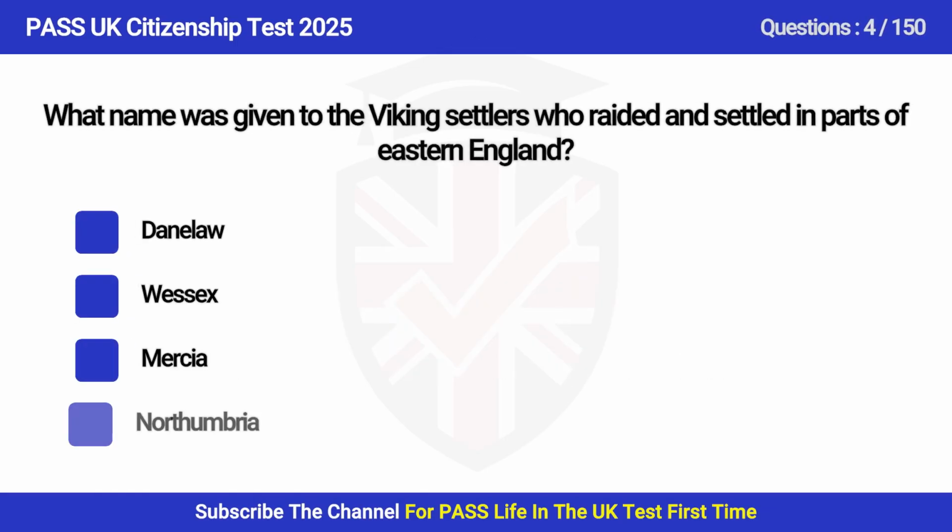Question 4. What name was given to the Viking settlers who raided and settled in parts of eastern England? A. Danelaw, B. Wessex, C. Mercia, D. Northumbria.